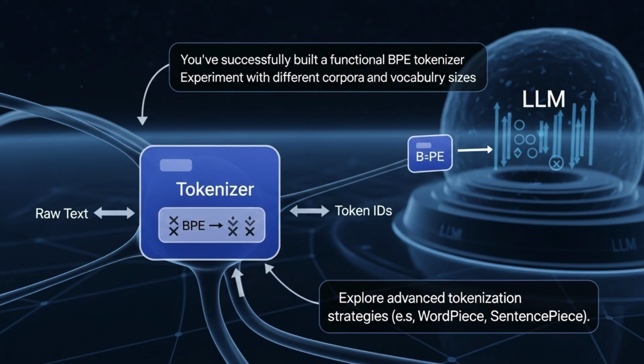As a next step, I encourage you to experiment. Try training your tokenizer on different text corpora, perhaps code, social media data, or scientific papers, and observe how the learned vocabulary adapts. Also, play with different vocabulary sizes and explore how they impact the length of your token sequences and the overall efficiency. Finally, delve into other advanced tokenization strategies like WordPiece or SentencePiece, which build upon BPE principles to offer even more sophisticated text processing capabilities. Your journey into the heart of AI has just begun.